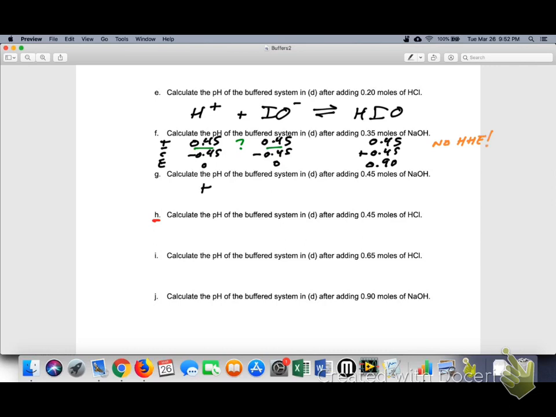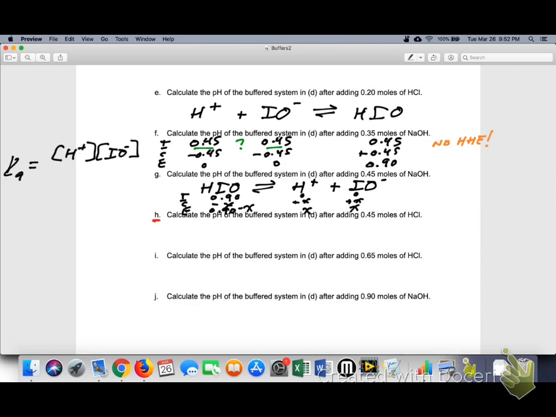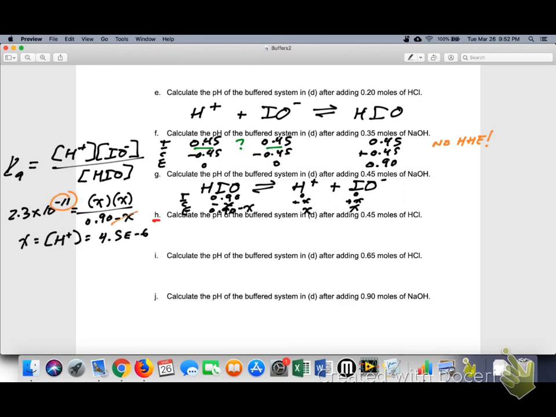We can say, hey, if you start off with 0.90 molar HIO, it's going to break down into H plus and IO minus according to its Ka, which is that 2.3 times 10 to the negative 11. Now, though, that small Ka says I can ignore the minus x term and makes my math a little easier, avoids the quadratic. H plus concentration is 4.5 times 10 to the negative 6, making pH 5.34. And again, that's a dramatic change. But that's what I expected because I've exceeded the buffering capacity.